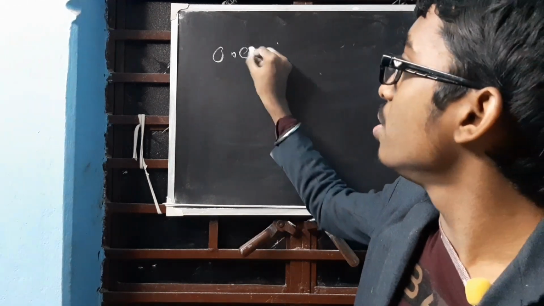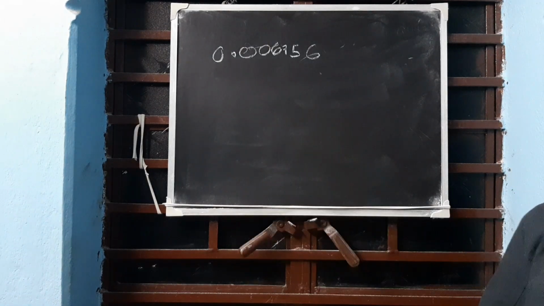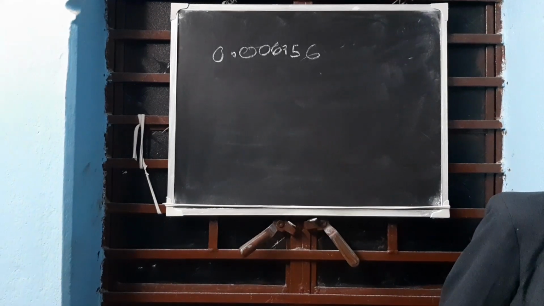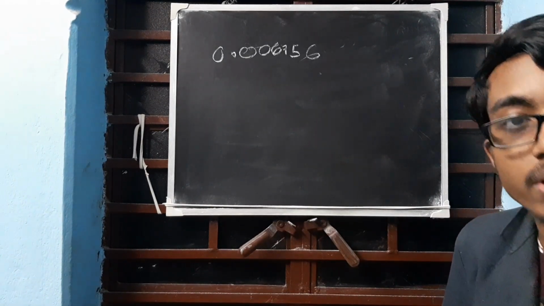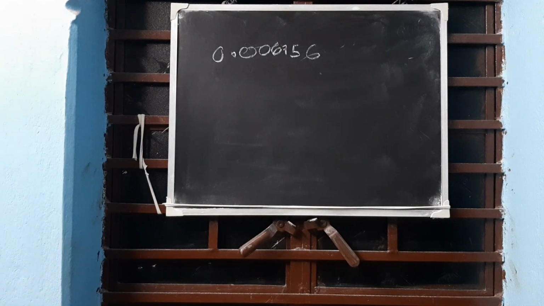Okay. Let us pick up one sum. Okay, let's do this. 0.006756. It is told to express this number up to 3 significant digits. How will you express it? Try it out. Pause the video and try it out. How will you express this number in 3 significant digits?